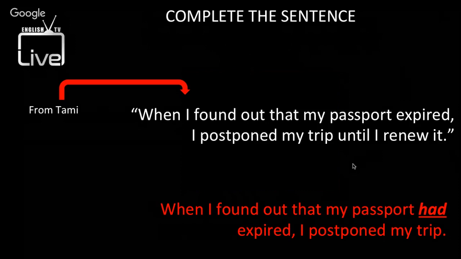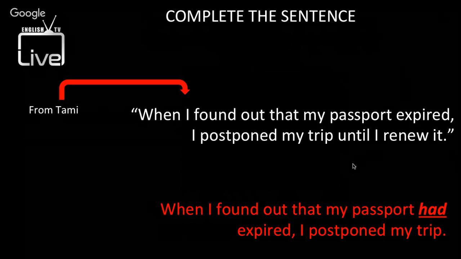The passport had expired. It didn't expire at that moment, right? So it had already expired, maybe without your knowledge. And then after finding out about that information, then you postponed your trip. So an event which was completed in the past before another event, past perfect, followed by the past simple, if that makes sense. Yes, I think it does.